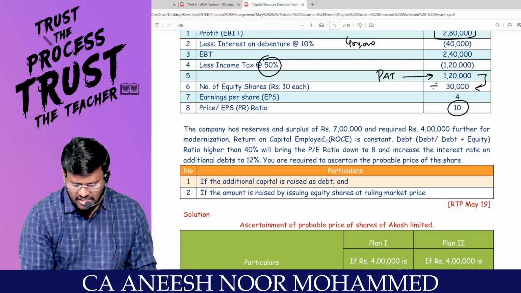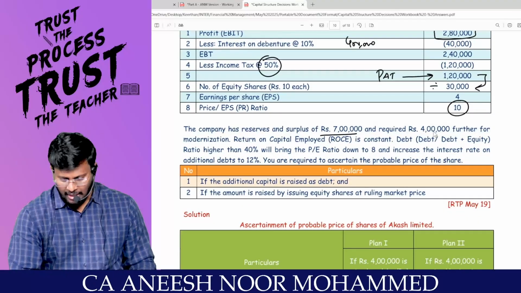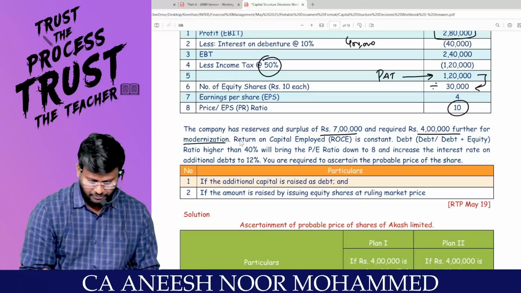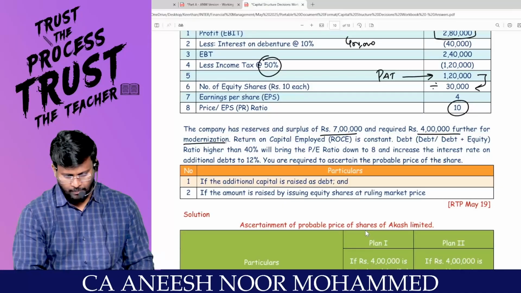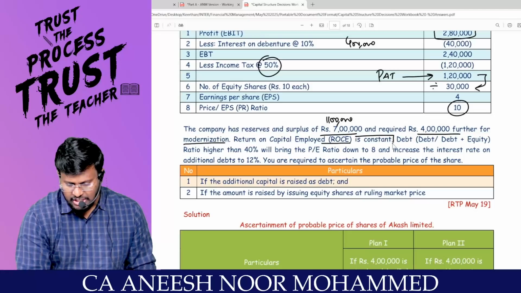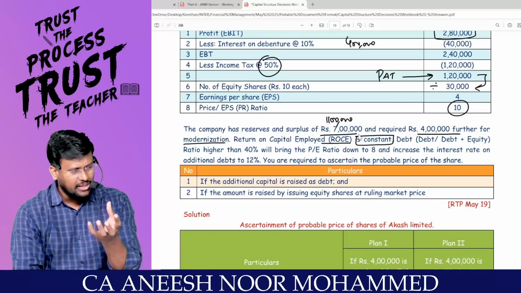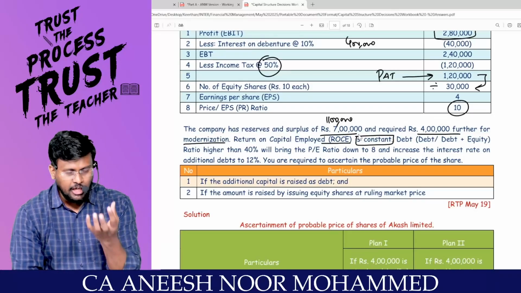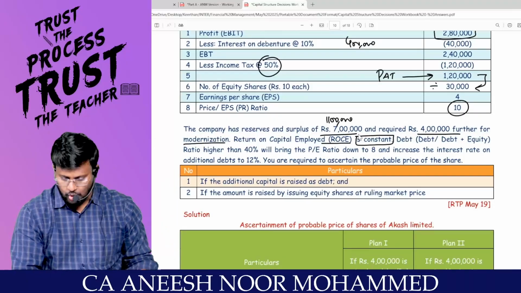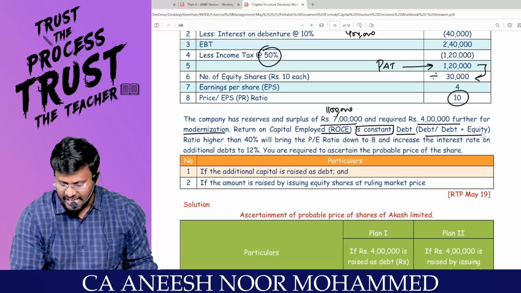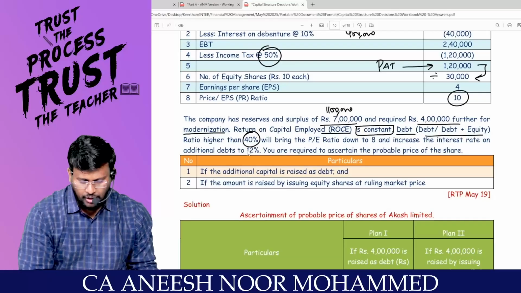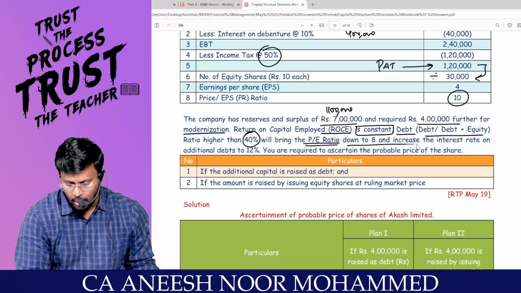The company has reserves and surplus of 7 lakh, and requires a further 4 lakh for modernization. 7 lakh plus 4 lakh is the total capital required. Return on capital employed is constant. That means whatever return on investment you are enjoying now, you will get the same return on the new project also. Debt, that is debt by debt plus equity ratio higher than 40%, will bring the PE ratio down to 8.